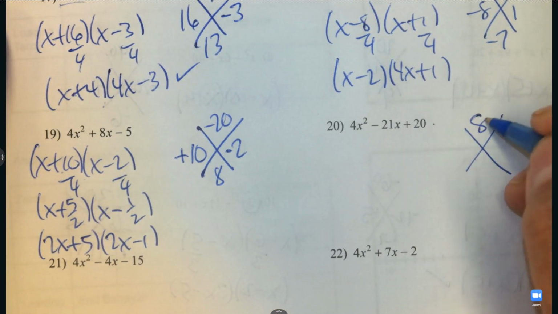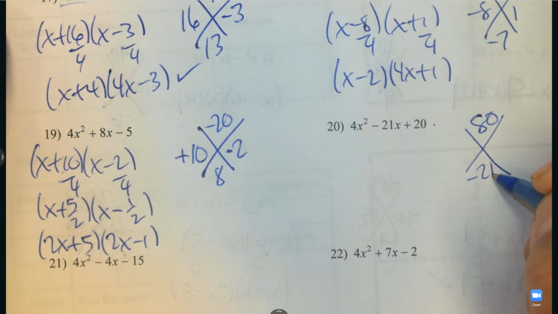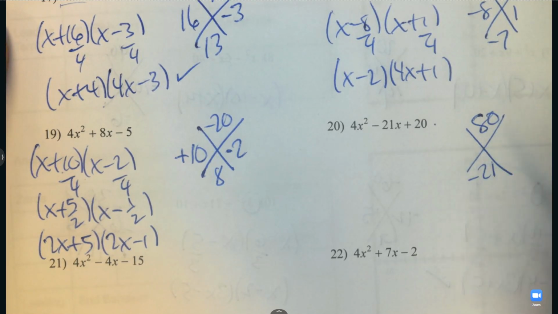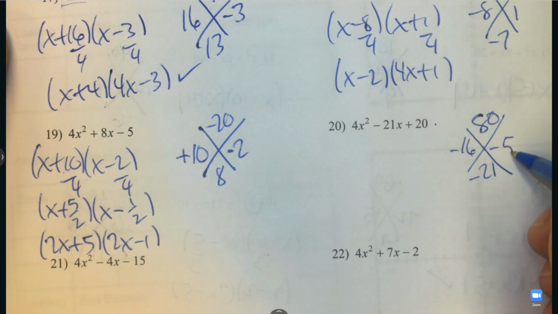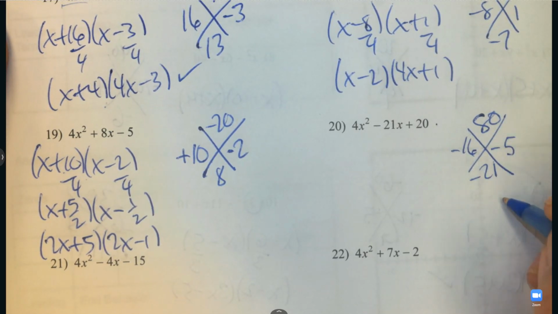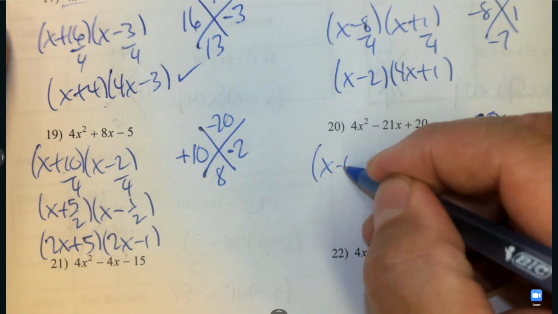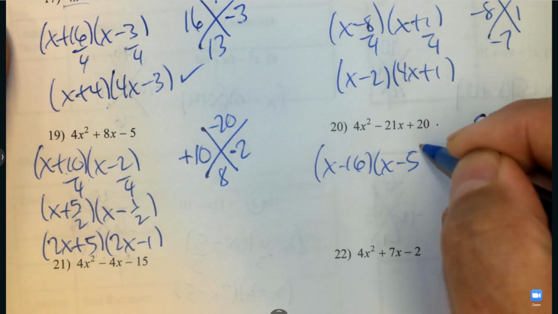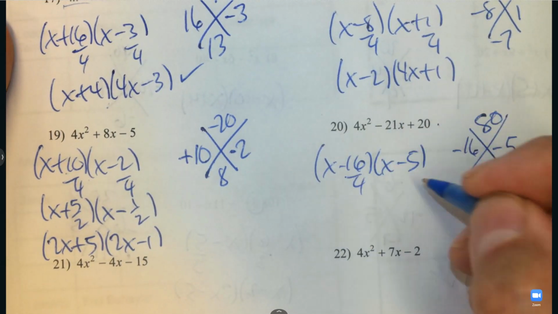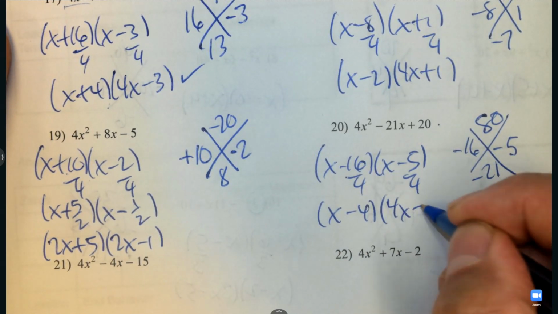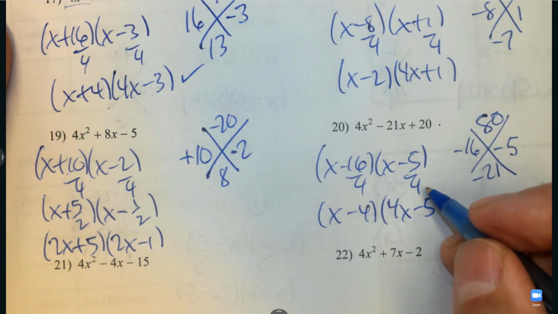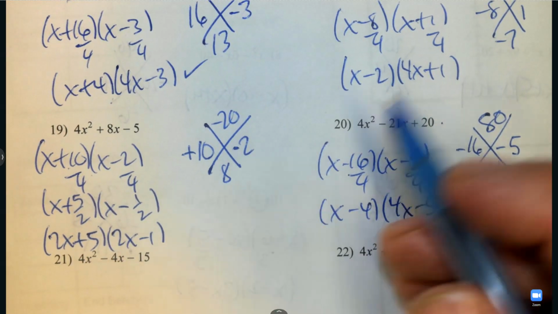Four times 20 is 80 and negative 21. That's negative 16 and negative 5. That multiply to 80 and add to negative 21. A little bit tricky. Divide by 4. And 16 divided by 4, and then slide the 4 in front. There's nothing to divide to reduce it down, so that's why I didn't have that extra step.